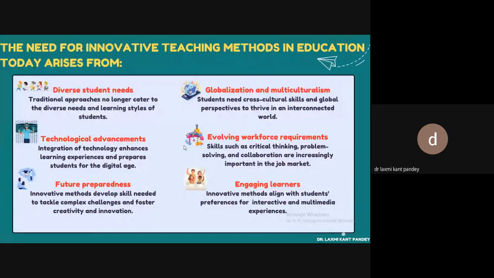Okay, as I said, why the innovation is required. There are different kinds of questions you can ask or see around. The first is diverse student needs. If you look in the class, there are different types of students. Some are weak, some are strong. To help them understand the topic, we need some sort of innovation in the teaching. Only then can we cater to all the different grades or criteria of students, so they can understand the topic very well.